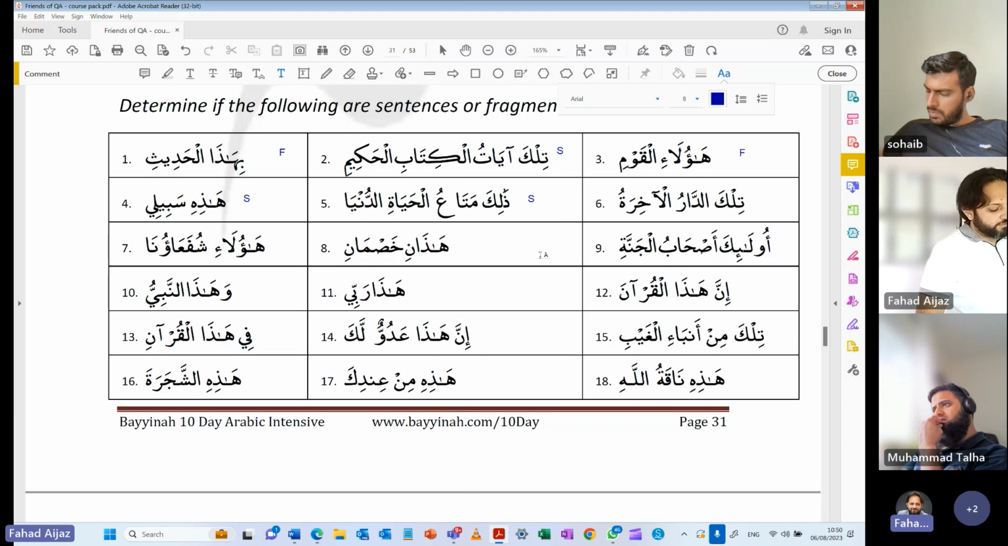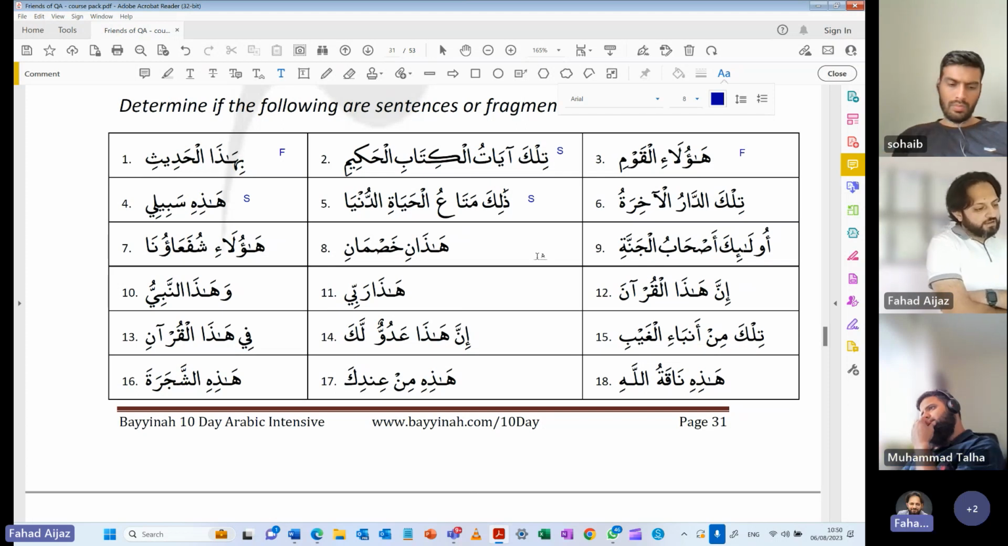Doctor, where there is no al, that's like a quick tip, it will be a sentence. If there is no al after the pointer on the ism, it's a sentence.